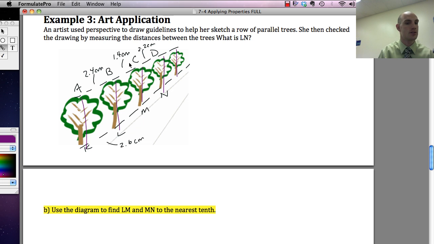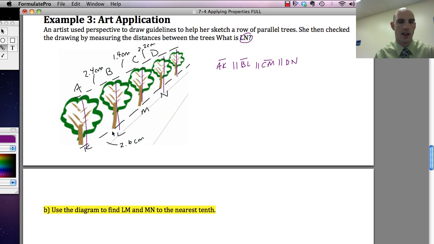AD and KN are those transversals that are cut by these multiple parallel lines. And so what we're going to check to see is, are these trees actually parallel? And so if we're going to find LN, let's see what we're actually comparing to. First of all, we need to know that AK is parallel to BL, is parallel to CM, is parallel to DN. So that's what we know right off the bat. And when we know that, what we're given is that then we have two transversals.